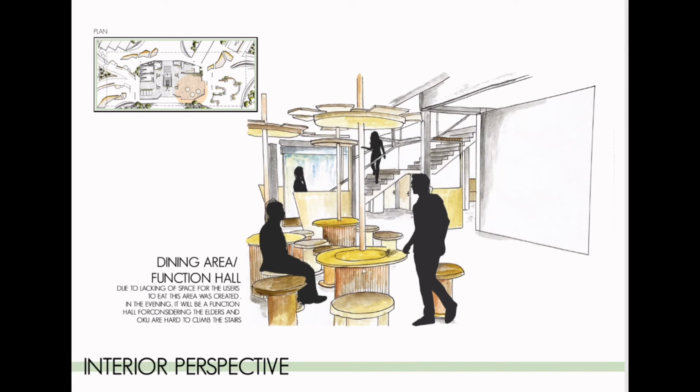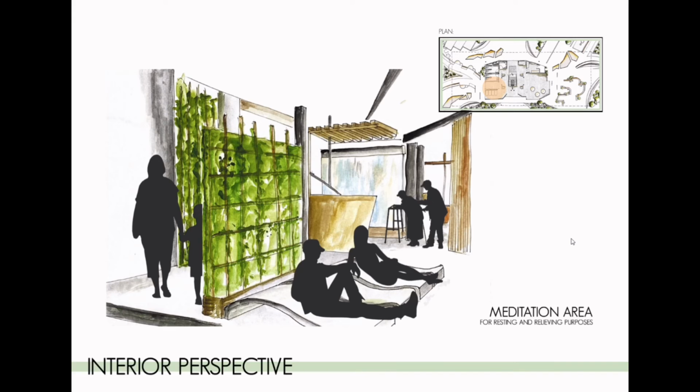This is the dining area. This is the table, which I mentioned just now. The panel is able to be expanded and be descended down, depending on the users, depending on the amount of users. This is the interior perspective for meditation area, as people can actually lay on it and rest and maybe hang around right here, and there's a green wall as partition right here.